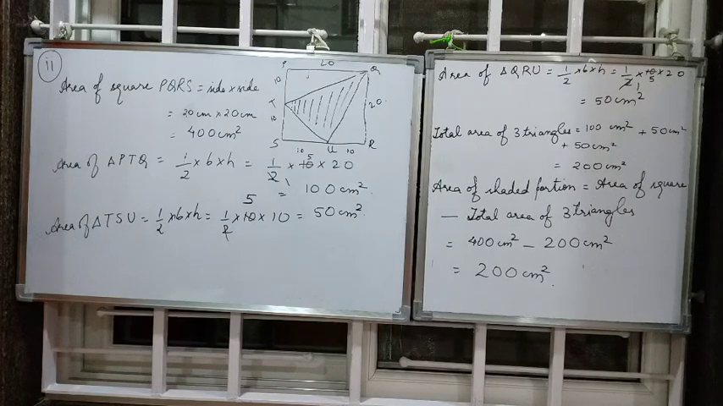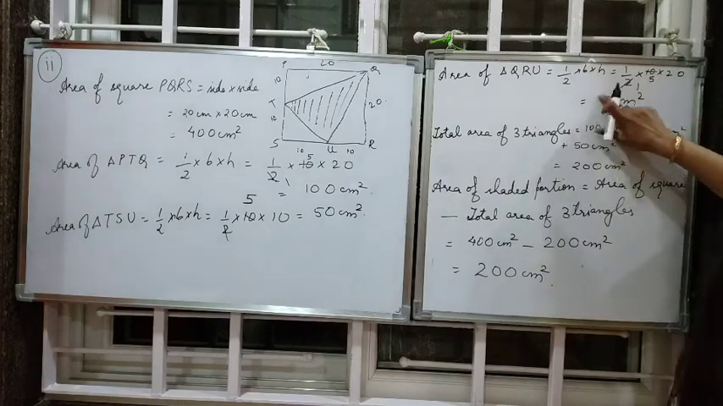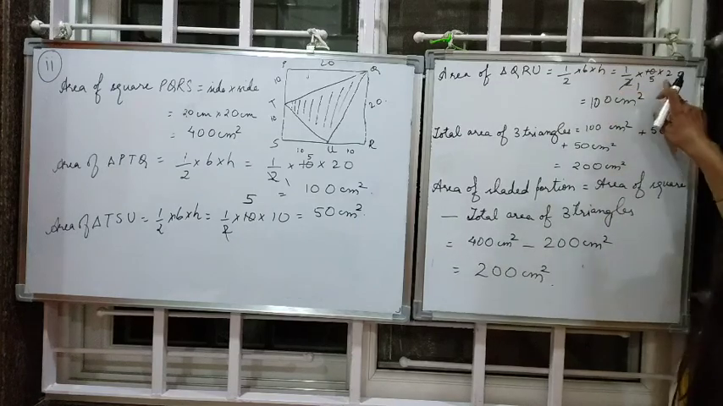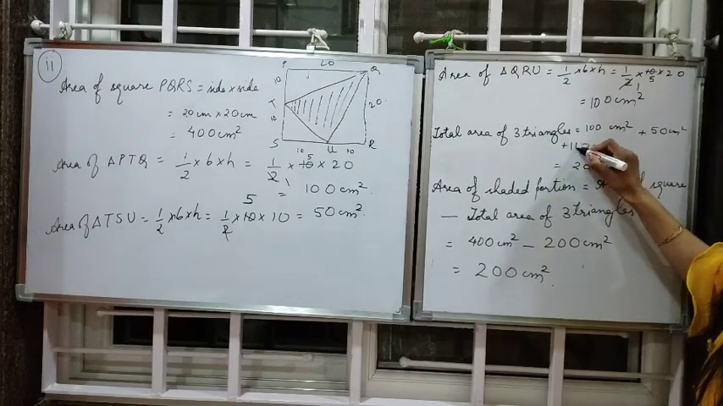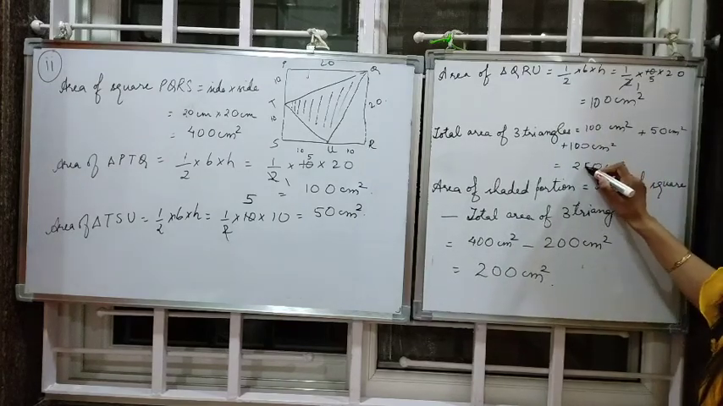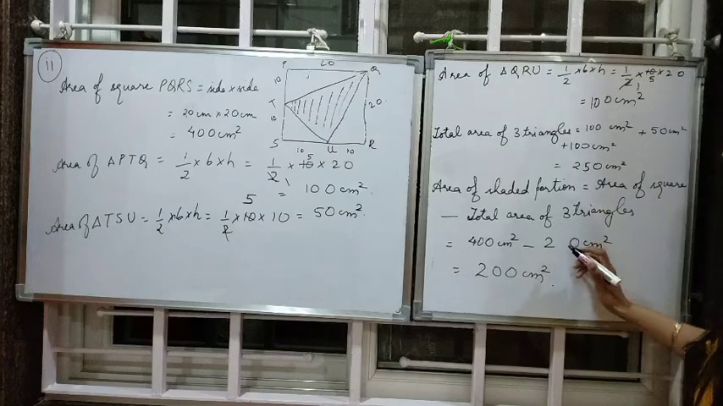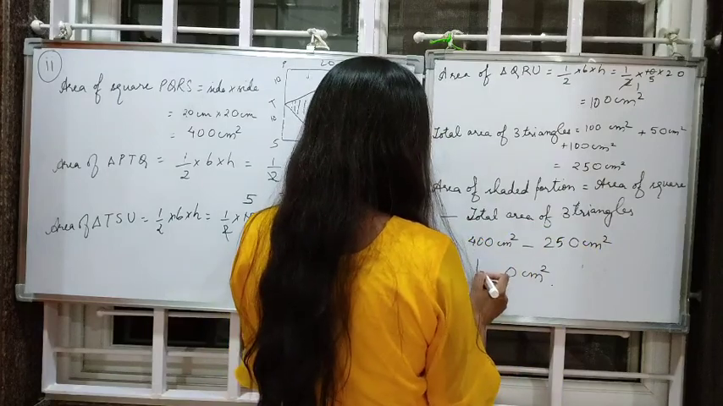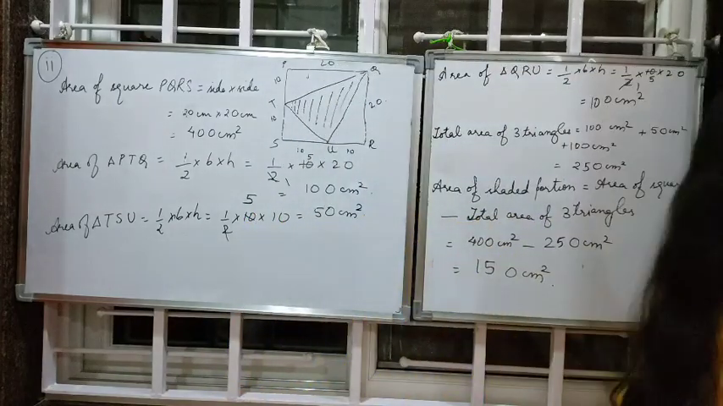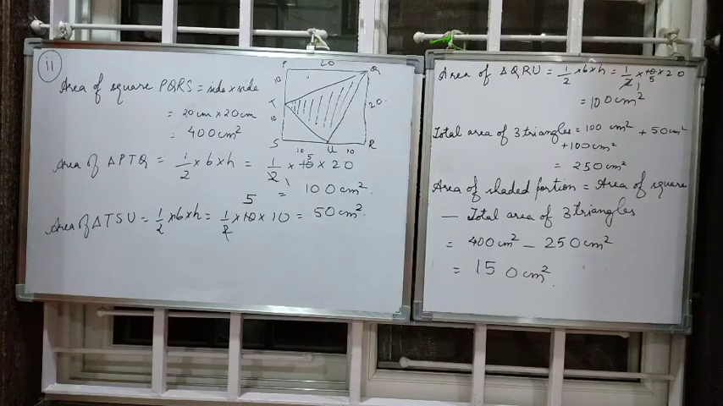Now we go to the next part. This is 100. Children, this is 100. 5 2s are 10. I am so sorry. So this gives us 250. And 250 minus 400 will give us 150 centimeter square. So this completes the 10th one. Now we do the 11th one.